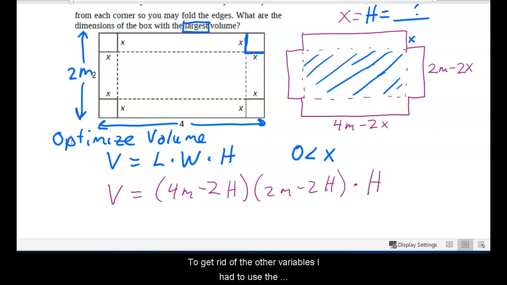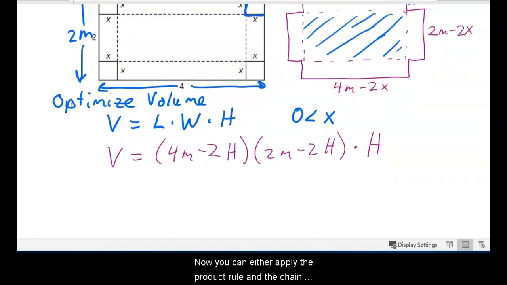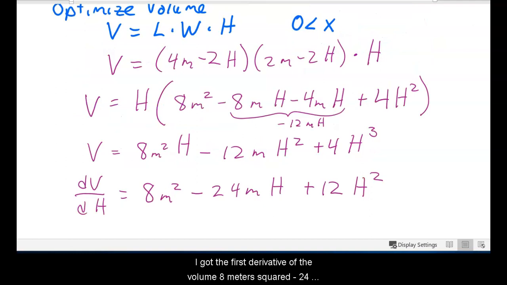To get rid of the other variables, I had to use the information about cutting x from each of the 4 corners. Now you can either apply the product rule and the chain rule, or you can multiply all of this out first, and then you can do the first derivative. Pause the video here and take your derivative to see what your critical values will be. I got for the first derivative of the volume 8 meters squared minus 24 meters h plus 12h squared.